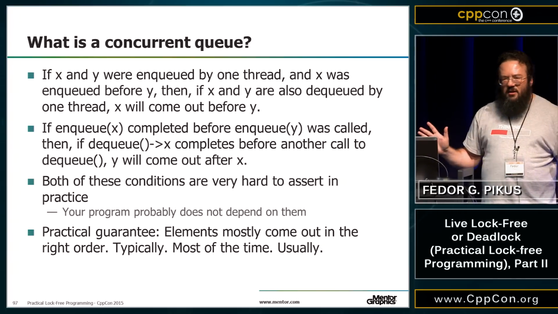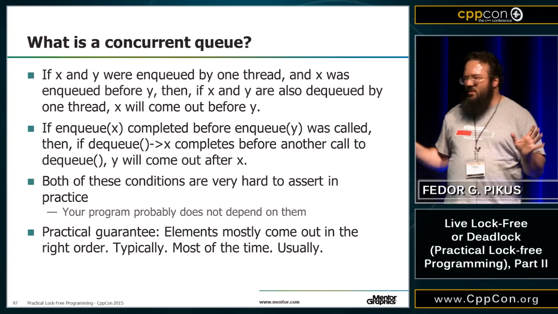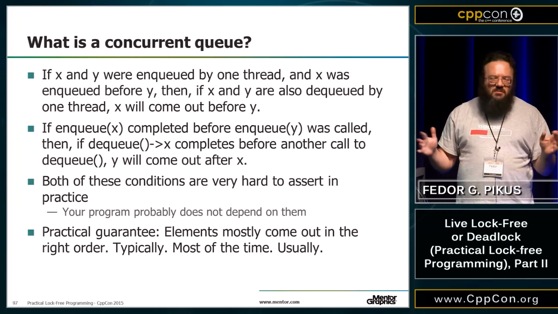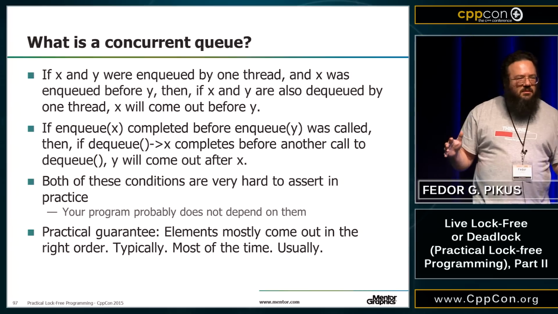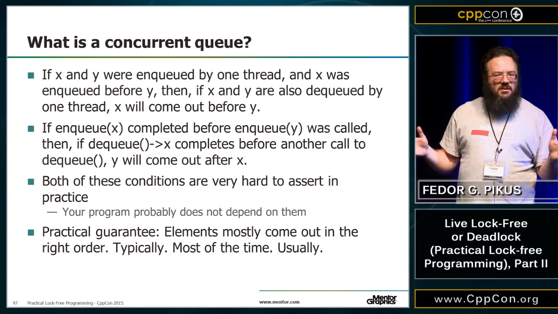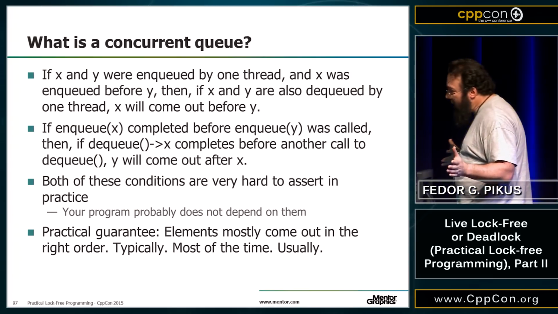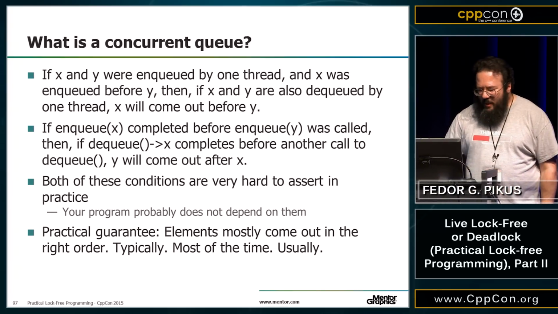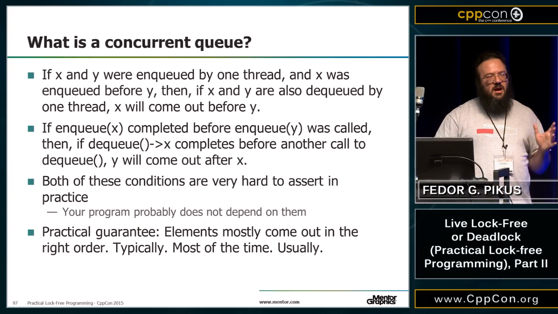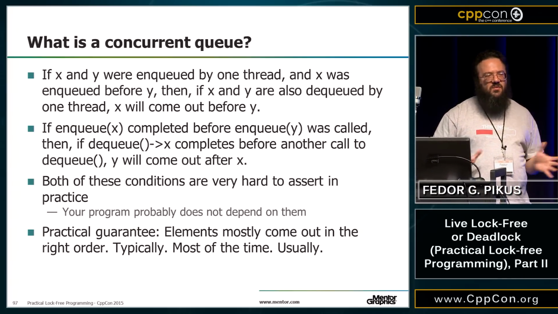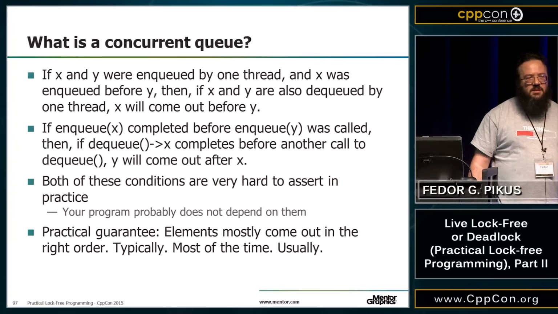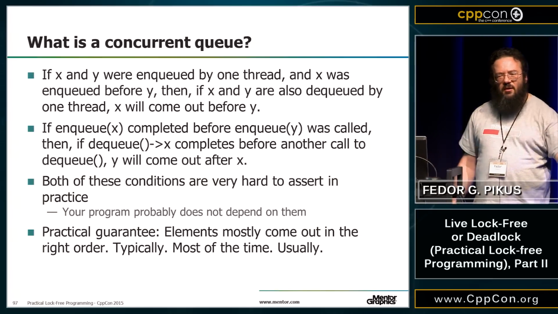So what's a concurrent queue? What guarantees does it really have? Elements usually, more or less, come out in the right order, statistically speaking. That's really what you can get. Okay? We cannot avoid this destiny. We have to embrace it. If we embrace it fully, what can we do?